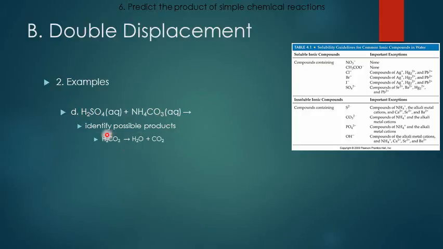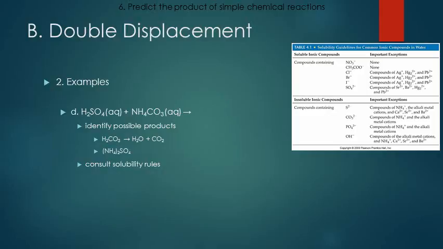However, whenever hydrogen carbonate, also known as carbonic acid, is formed and we're in solution, as we are here, notice both of these are dissolved in water, that immediately breaks apart and gives you water and carbon dioxide. Immediately. This H2CO3 really does not exist at all. The other possible product would be the ammonium sulfate, the ammonium ion combining with the sulfate ion as we see here. So we want to look at our solubility rules.